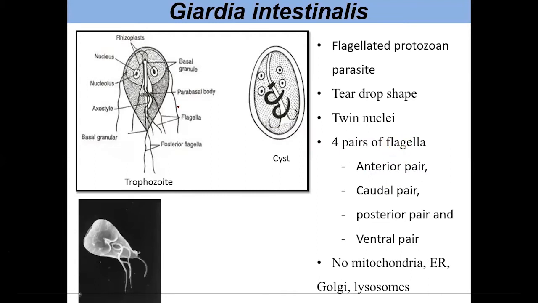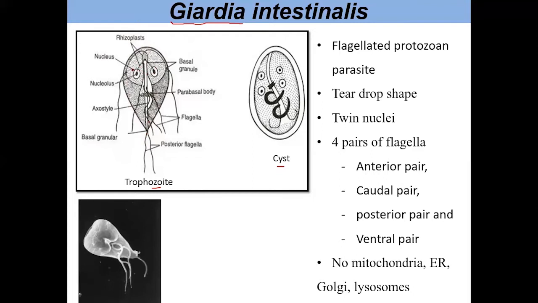Giardia intestinalis. Morphological characters of this species. There are two stages in the life cycle of Giardia. The first one is the trophozoite and the second stage is the cyst. If we look at the morphological features of the trophozoite, they look teardrop shaped, the anterior end is broad and the posterior end is pointed, and they have two nuclei.